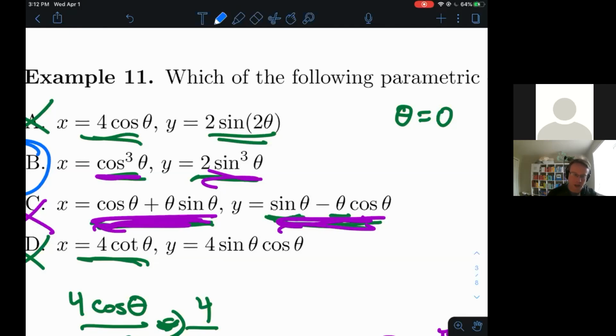Otherwise, don't forget about the lab that's due tonight. Quiz on Friday, and then we'll also do our 10.3 lesson, the first part of it anyway, where we'll be talking about polar curves.